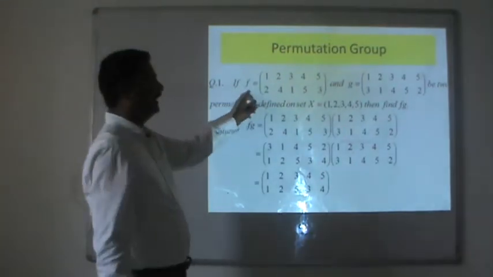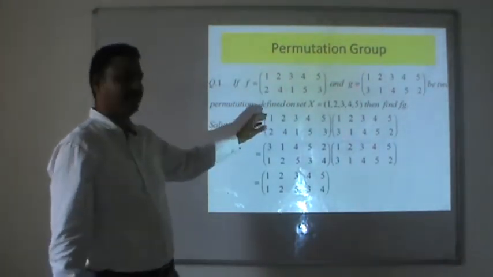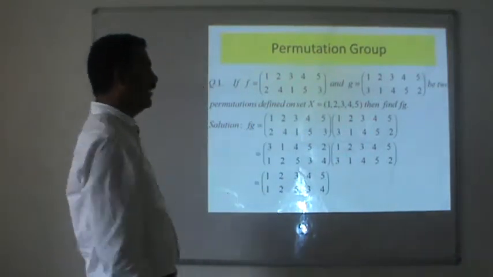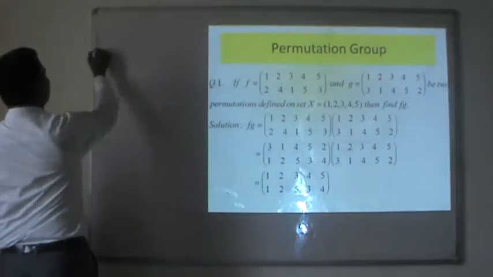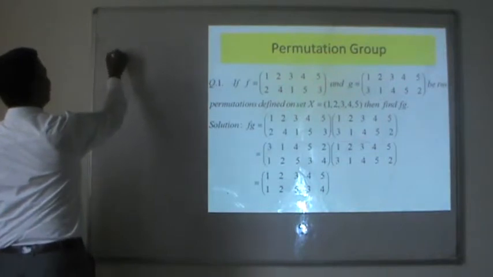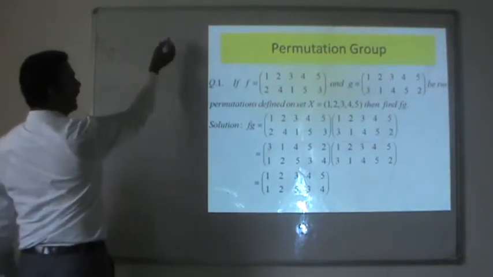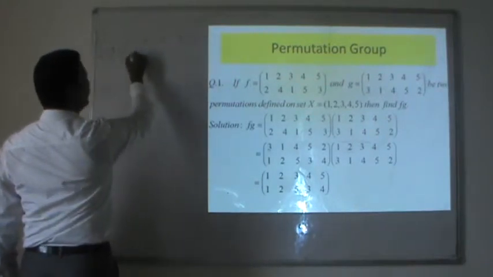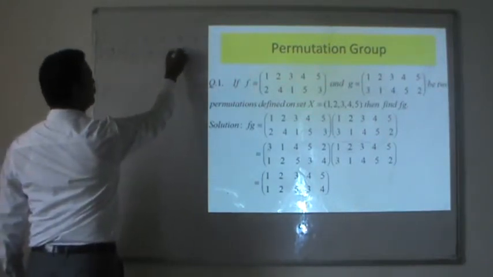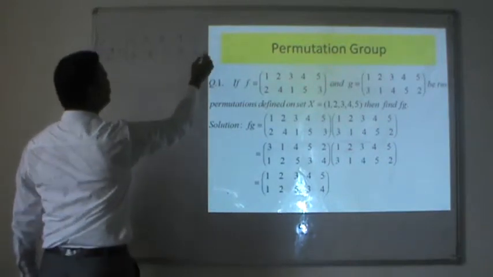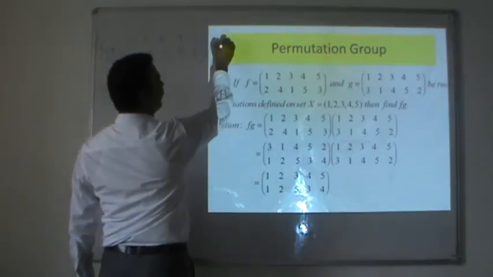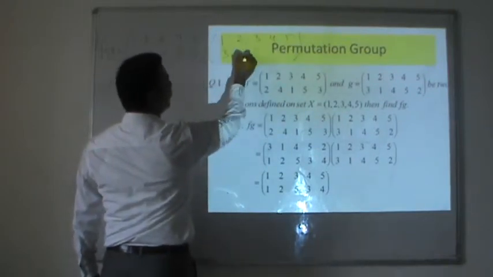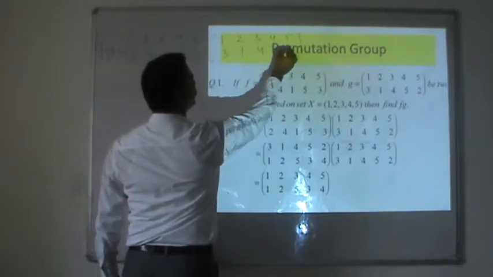Suppose F and G are two permutations defined on 5 symbols, 1, 2, 3, 4, 5, and then find FoG. Now we calculate FoG, where F is 1, 2, 3, 4, 5 over 2, 4, 1, 5, 3. Our G is 1, 2, 3, 4, 5 over 3, 1, 4, 5, 2.